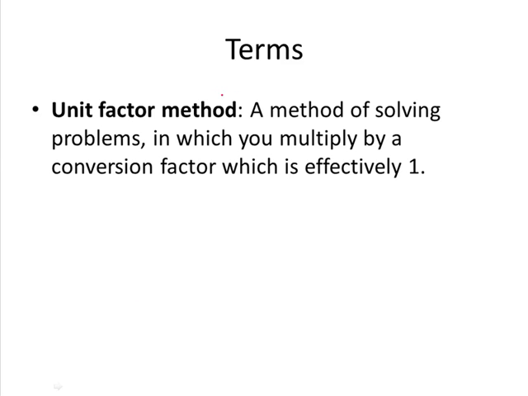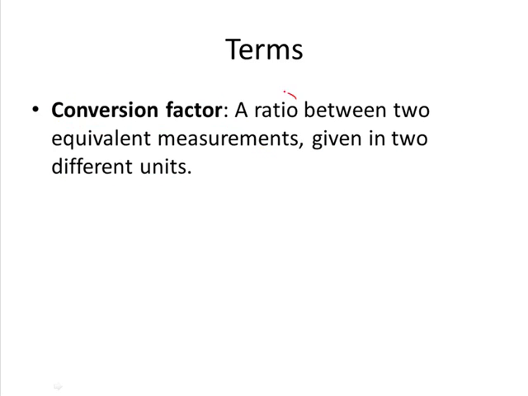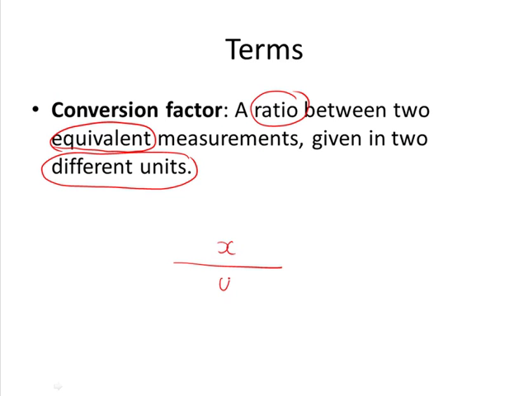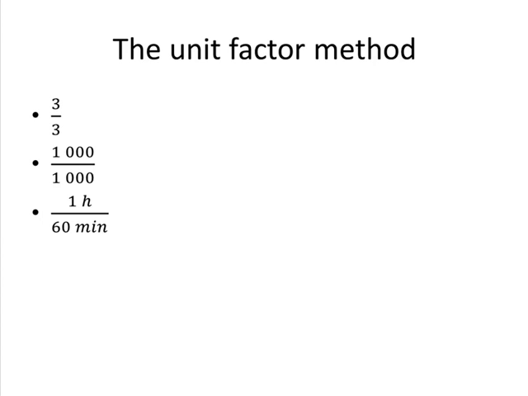The method we're going to use to convert between units is called the unit factor method. It's a method of solving problems in which you multiply by a conversion factor which is actually 1. What does the word conversion factor mean? It's a ratio between two equivalent measurements given in two different units. In other words, it's something divided by something else, where both of those things are equivalent, but they're just given in different units to one another.